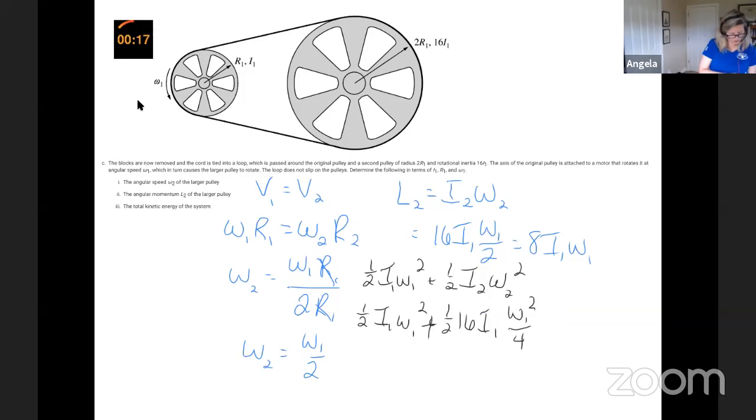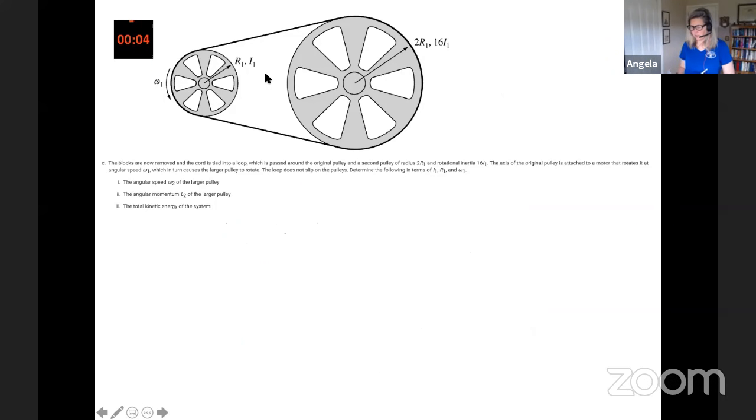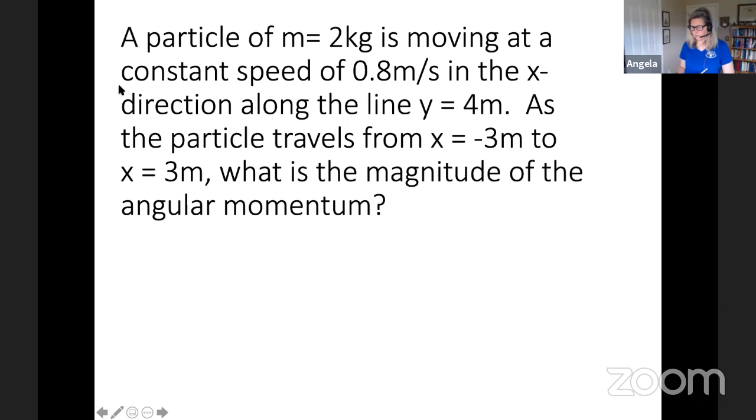So what does that do? That's 8 over 4, which is 2. 2 plus a half, 5/2 I1 omega 1 squared. Okay, I think we finally finished that problem. Oh, try this one.